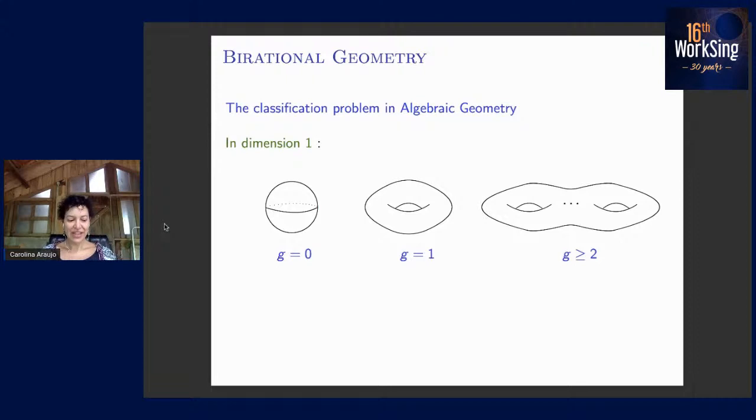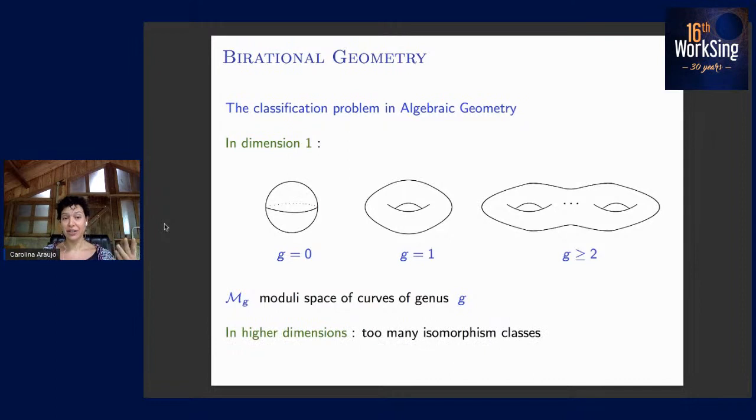Okay, so now let me then recall some results from birational geometry. And so for that, let me describe the classification problem in algebraic geometry. So in dimension one, the classification is exactly the one that I gave you. We have a discrete invariant, the genus, that roughly classifies the curves of genus g. And then once you fix the genus, there is a moduli space of curves of genus g. So we have a discrete classification, and then we have a moduli space for curves with the same invariant.